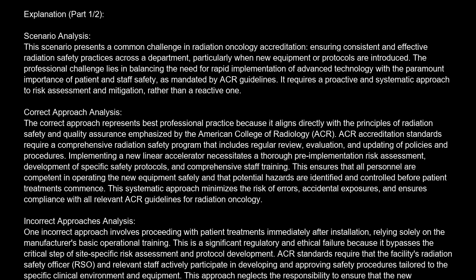Incorrect approaches analysis. One incorrect approach involves proceeding with patient treatments immediately after installation, relying solely on the manufacturer's basic operational training. This is a significant regulatory and ethical failure because it bypasses the critical step of site-specific risk assessment and protocol development. ACR standards require that the facility's radiation safety officer, RSO, and relevant staff actively participate in developing and approving safety procedures tailored to the specific clinical environment and equipment.